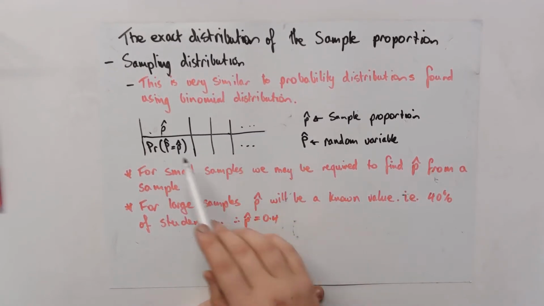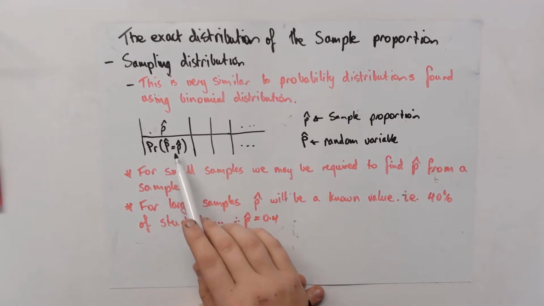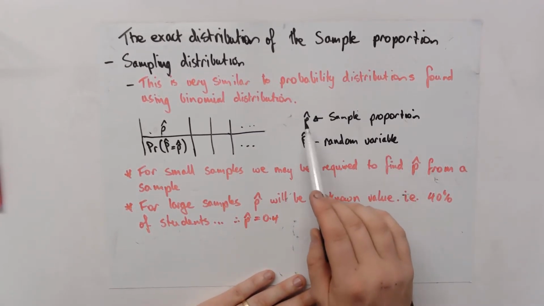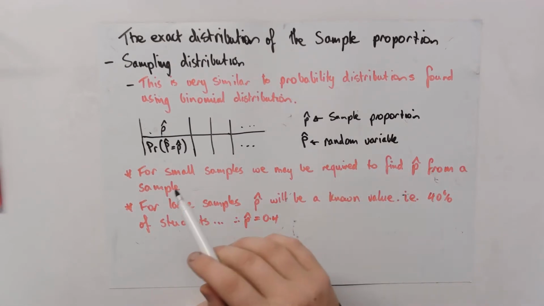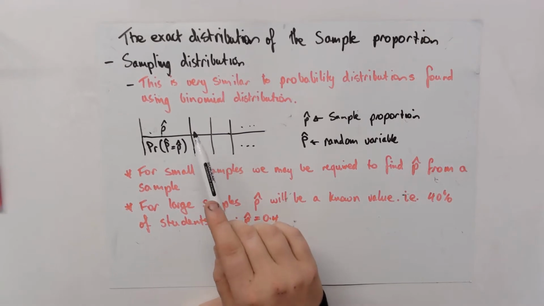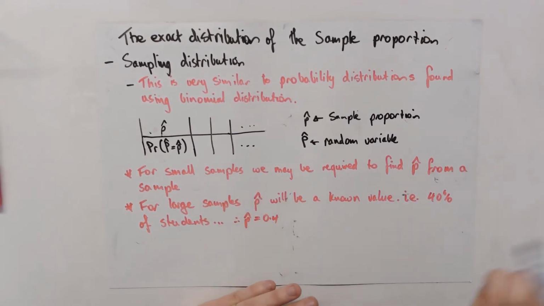We use capital P hat equals little p hat. So capital P hat is a random variable, where p hat is our sample proportion. Our sample proportion would be anywhere from 0 out of n things all the way up to n out of n things.